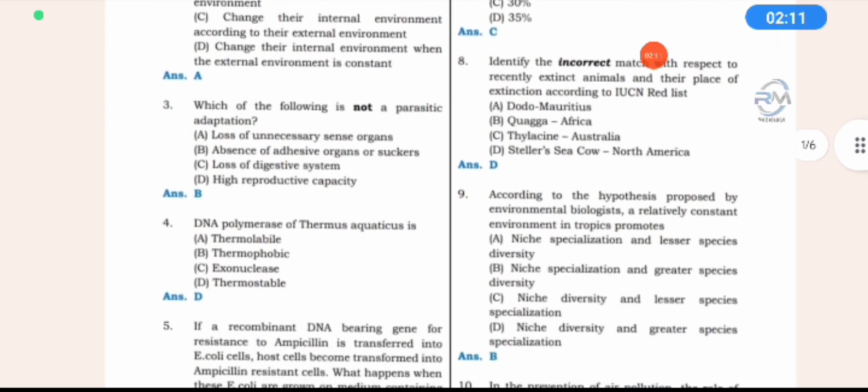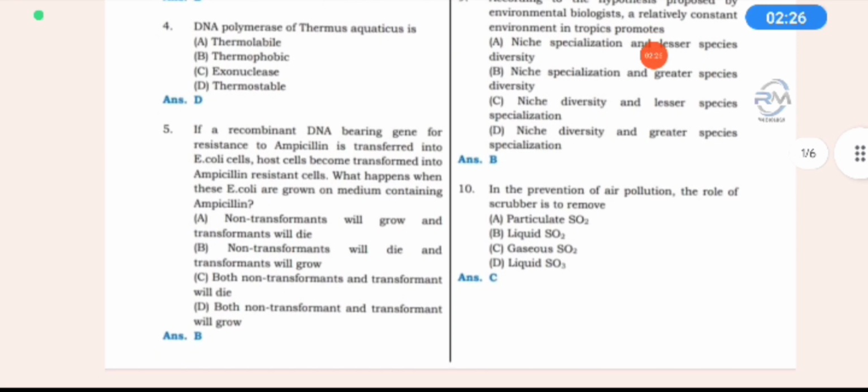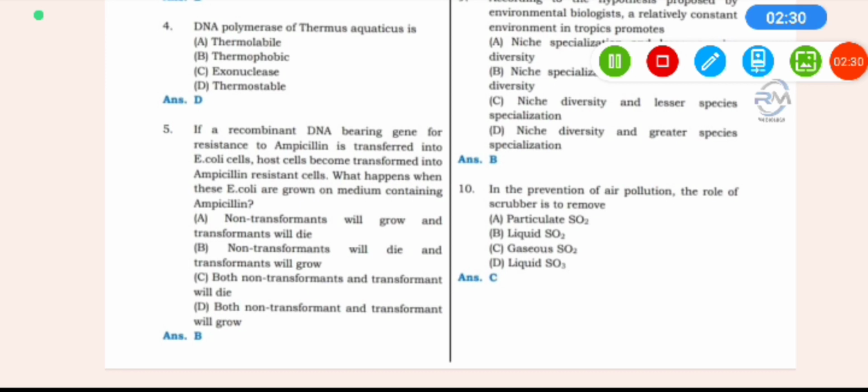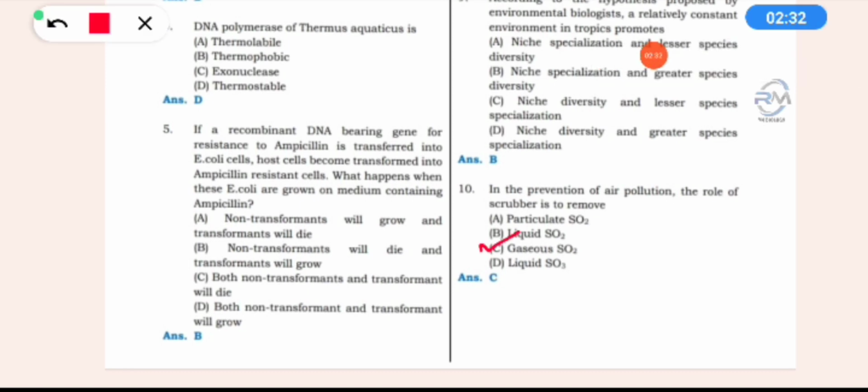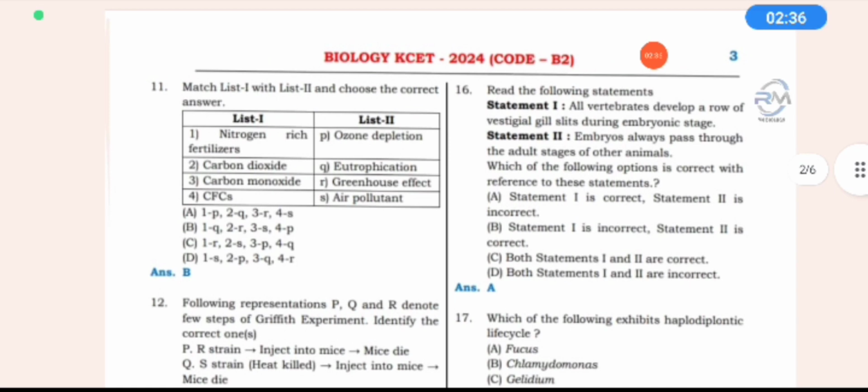According to the hypothesis proposed by environmental biologists, a relatively constant environment in the tropics promotes niche specialization and greater species diversity. Option B is correct. In the prevention of air pollution, the role of a scrubber is to remove gaseous SO2. Option C is correct. Next question, match the columns.